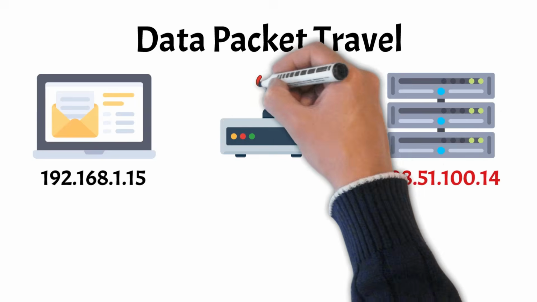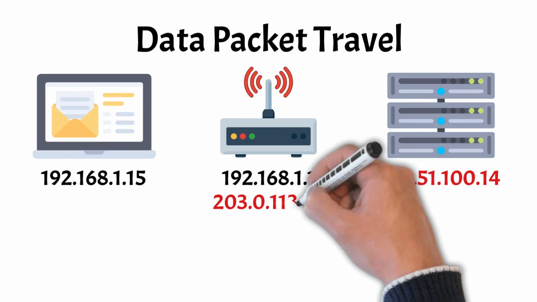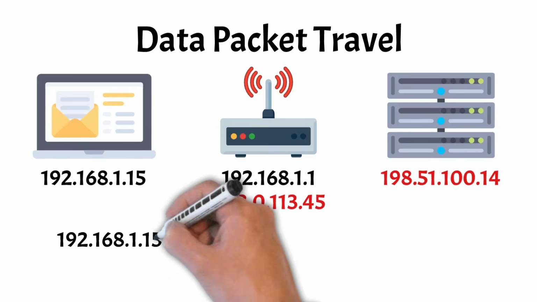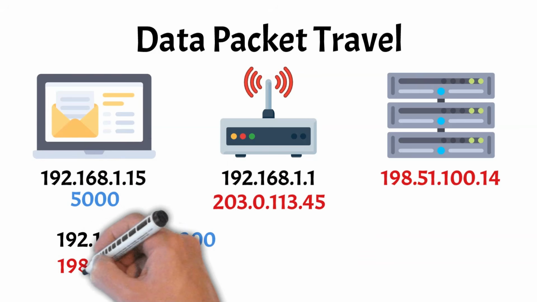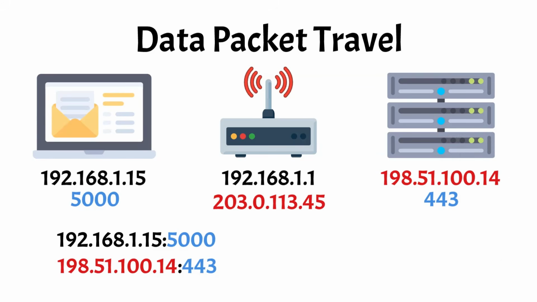Your computer creates a simple request packet addressed as you'd expect. The source is your laptop with its private IP at an arbitrary local port like 5000, and the destination is the web server's public IP address at the standard web port 443.